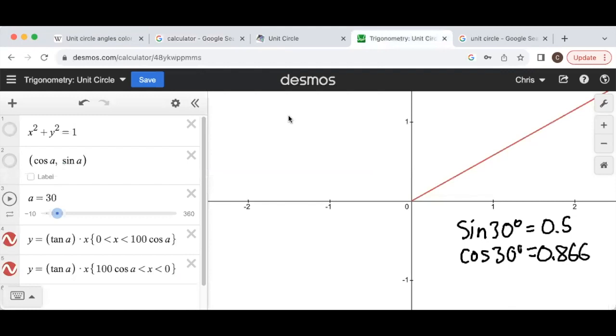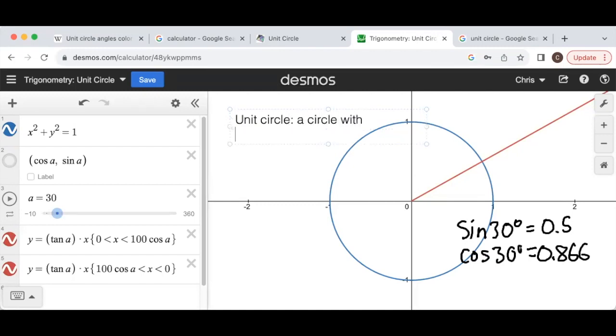So let's see, we got an angle here. We talked about sine and cosine. We still don't have a circle though. That's pretty important, right? This is supposed to be the unit circle. So let's draw a circle. This is a circle of radius 1, okay? And believe it or not, that's actually what the unit circle is. The unit circle is as simple as that. The definition of a unit circle is a circle with a radius of 1.